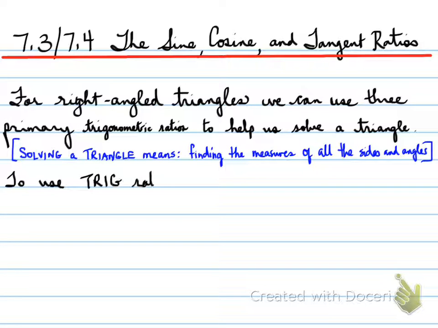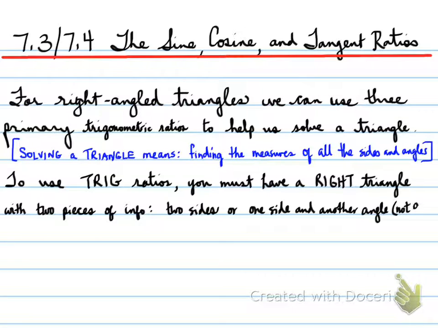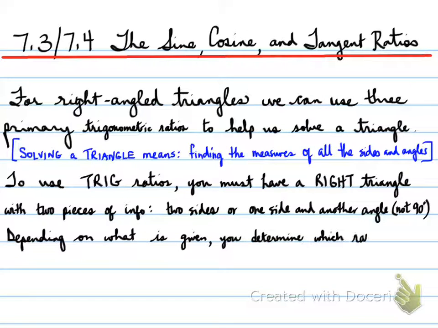Now, to use trig ratios, trig is the short form for trigonometric. So, to use trigonometric ratios, you must have a right triangle with two pieces of additional information. Those two pieces include two sides or one side and another angle, not the 90-degree angle. We need that to be able to solve the problems. So, depending on what is given, you will determine which ratio to use.